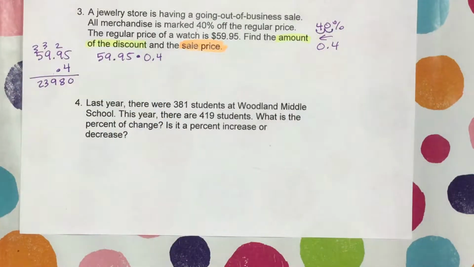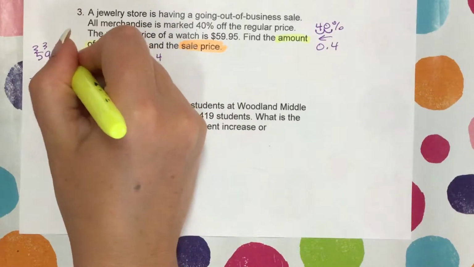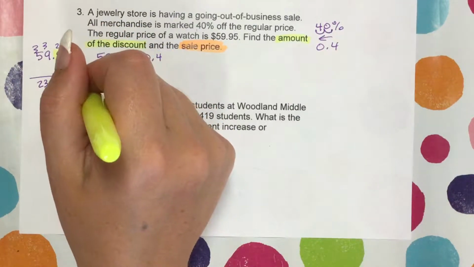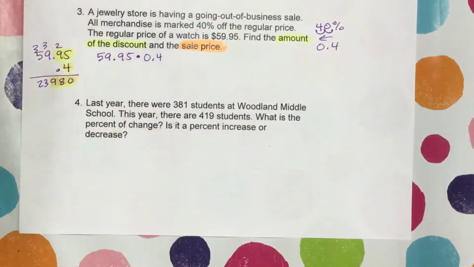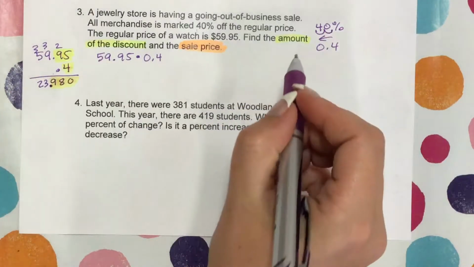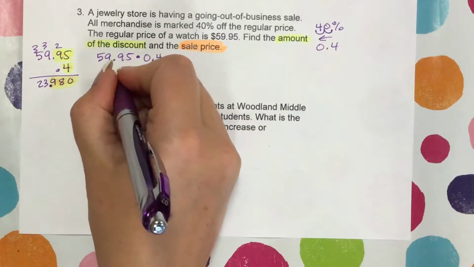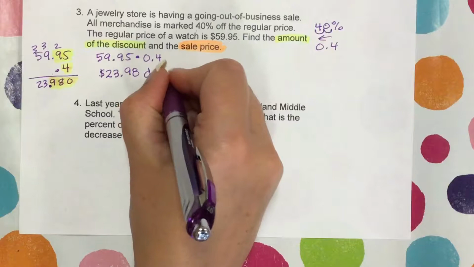And since I'm multiplying decimals, I need to count up the decimal places. So this would be 1, 2, 3. So my answer needs to have 3 decimal places. 1, 2, 3. So the amount of the discount would be $23.98 discount.